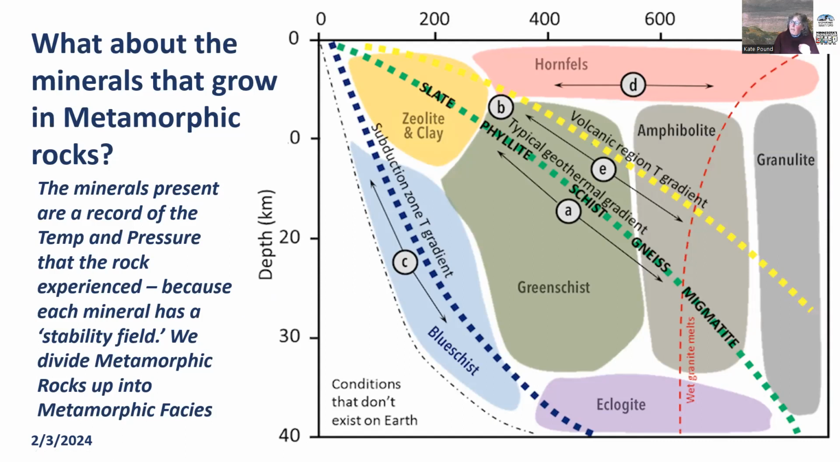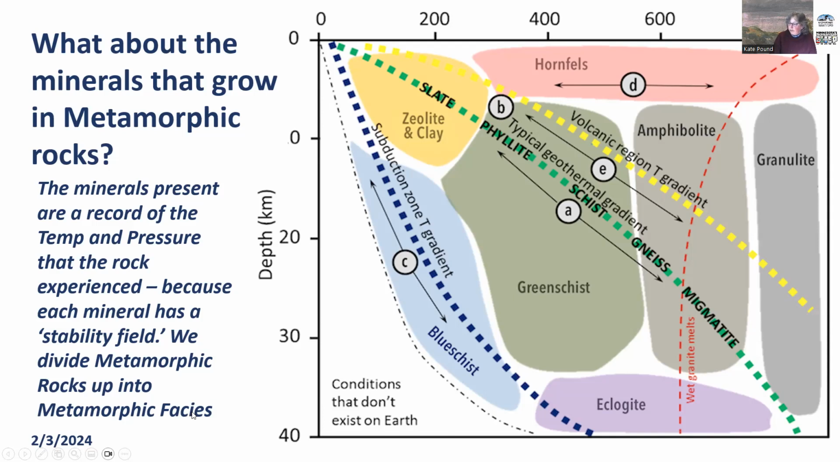Now, based on the variety of minerals that grow under different conditions, we can divide metamorphic rocks up into groups that get called metamorphic facies. That's this funky word here, facies. Some people say facies. Doesn't matter. If you're talking to a geologist, they will know what you mean.